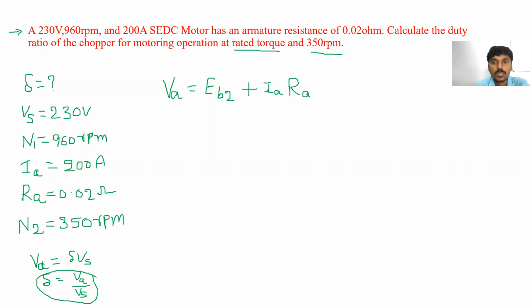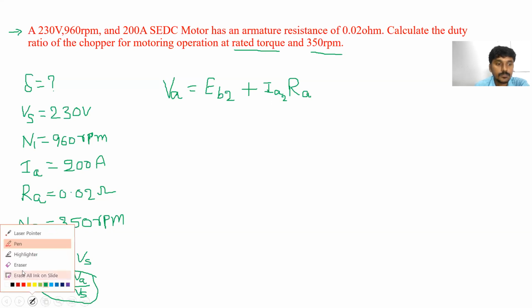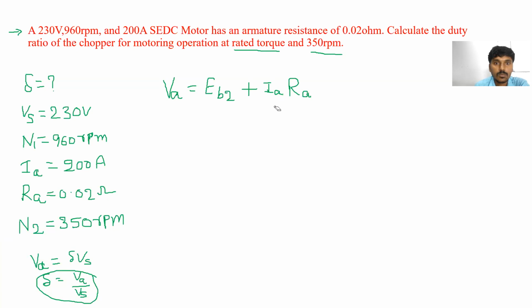IA into RA. Here we can take the IA2, since the condition given is rated operation. Rated operation means that when the motor is running at 350 RPM, the torque is the same, and torque being the same means the current is also the same. That's why we have taken the IA only.